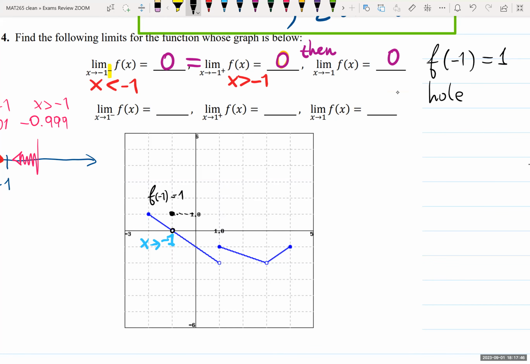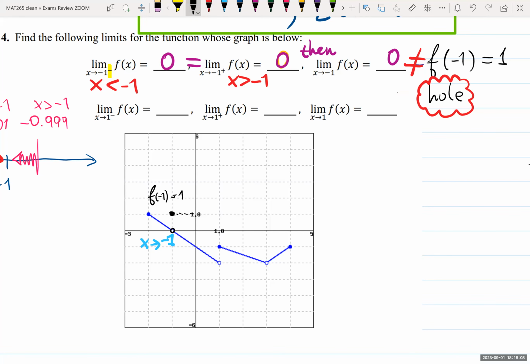The limit exists, but f at -1 did not give you the same number. Not the same. So that's why it's a hole, a discontinuity called a hole, which is a removable discontinuity, and we ask you to remove it, to redefine it in your homework. Now, what else? Let's do one from the right.